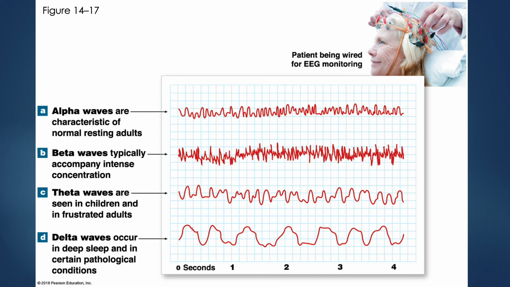Delta waves are going to be very different. You can see that these are these big, wavy, irregular structures, and these occur when we're deep asleep, and also they're present in certain pathological conditions.